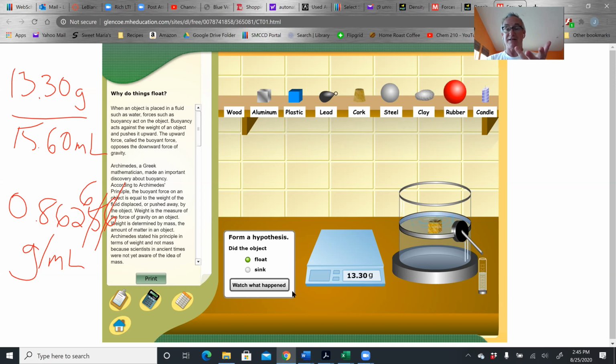You can't look up plastic. You can't look up cork. You can't even look up steel because there's so many different. Is it stainless steel? Is it carbon steel? They all have slightly different densities. Clay, a lot of different rubber, candle, they're all going to be different. The only thing you could actually rely on is aluminum. It should give you like 2.7 grams per mil, but everything else is going to be just some kind of random number.